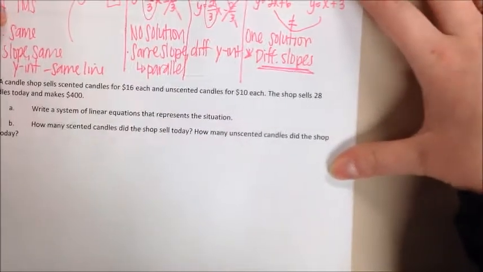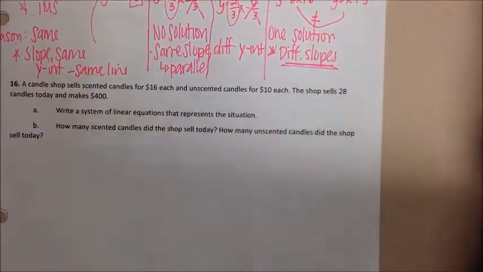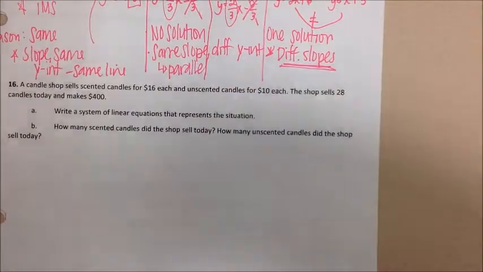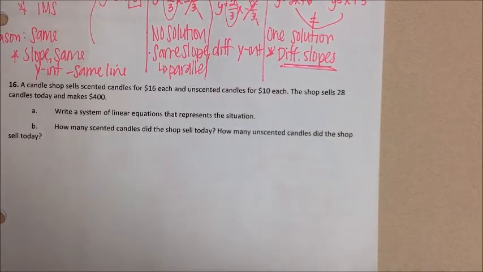Okay, last question, number 16. This is a word problem one. A candle shop sells scented candles for $16 each and unscented candles for $10 each. The shop sells 28 candles today and makes $400. So you need to write a system of linear equations that represents the situation.